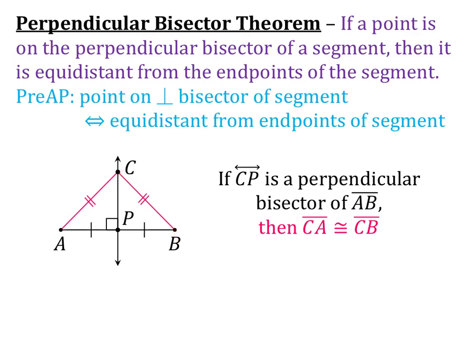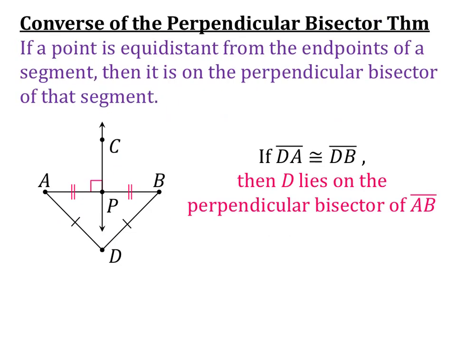to CB. We also have the converse of the perpendicular bisector theorem that states that if a point is equidistant from the endpoints of a segment, then it must be on the perpendicular bisector. So, if AD is congruent to DB, then that means that D lies somewhere on the perpendicular bisector of AB.